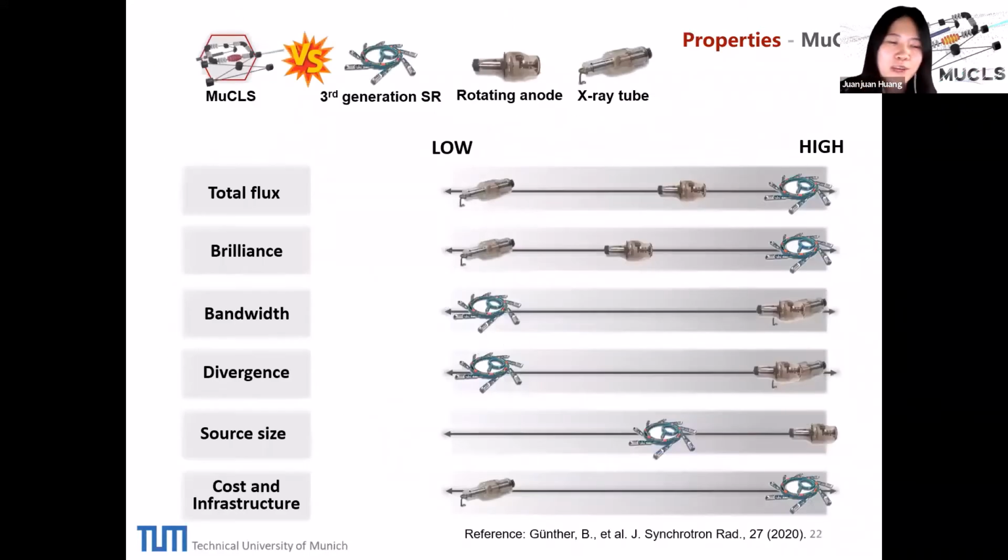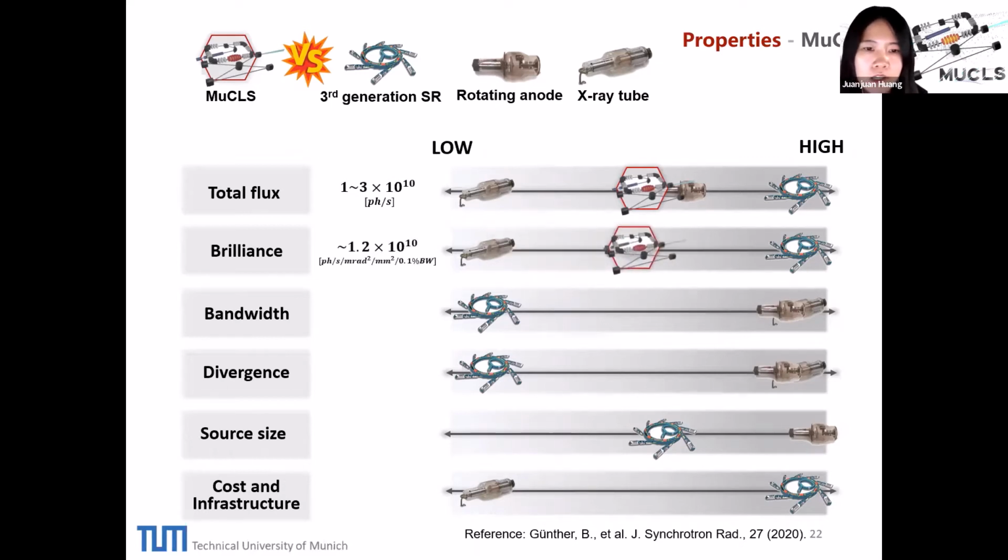And finally, I want to make a comparison between the MuCLS and the third generation synchrotron radiation, a rotating anode, and X-ray tube. So the total flux of the MuCLS ranges from 1 to 3 times 10 to the power of 10 photons per second. This is actually slightly lower than that of rotating anode. However, because of smaller source size and smaller divergence, we can reach brilliance up to 1.2 times 10 to the power of 10, which is slightly higher than that of rotating anodes.